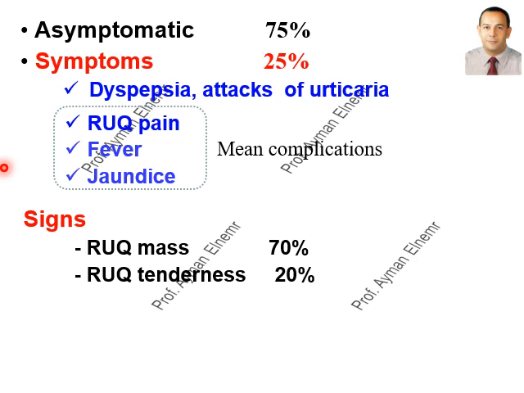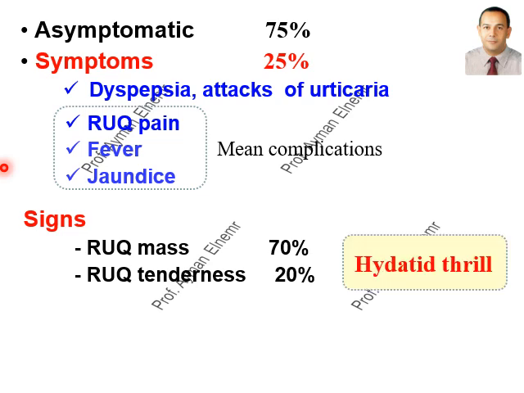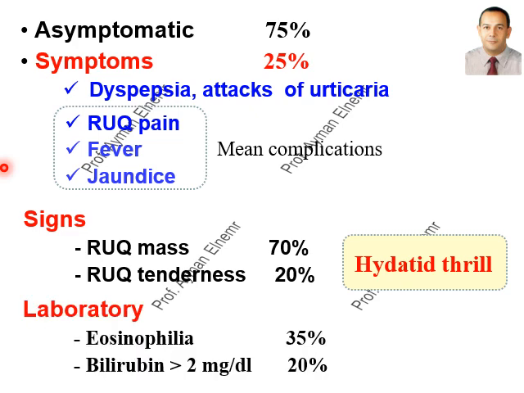The mass is a tense, cystic swelling, moving up and down with respiration, not tender unless complicated. It is dull on percussion, and the dullness is continuous with the liver dullness. Hydatid thrill is felt on palpation due to the impaction of scolices against each other in the hydatid fluid. The laboratory findings may be eosinophilia in 35% and elevated bilirubin in 20%.